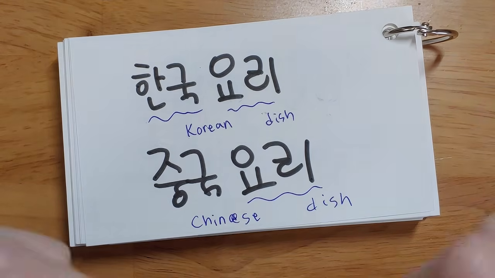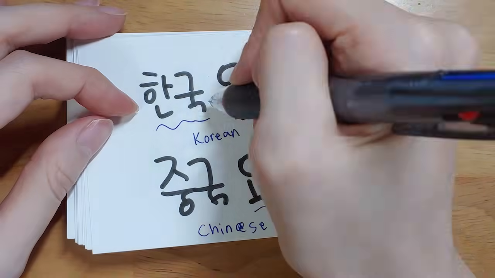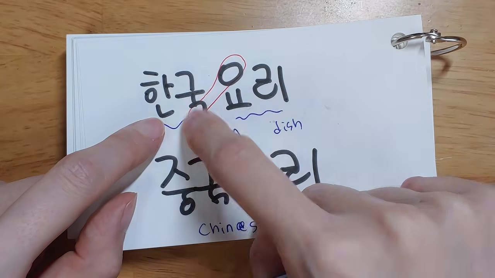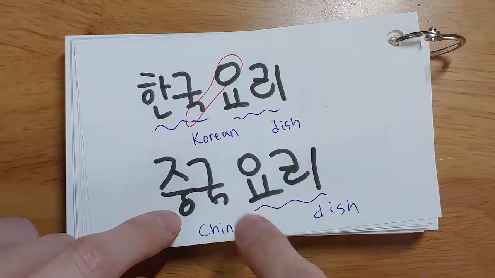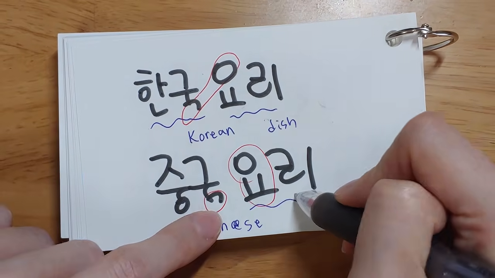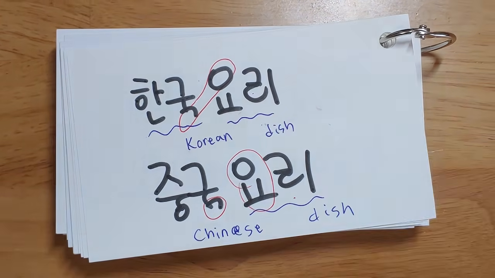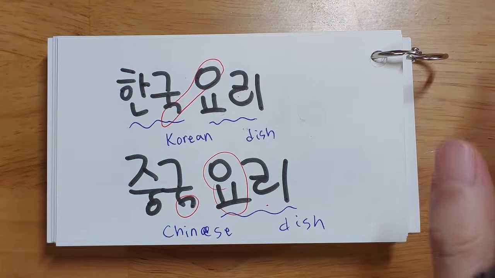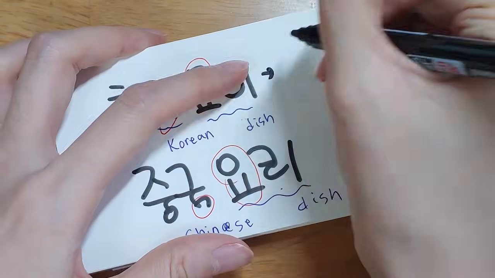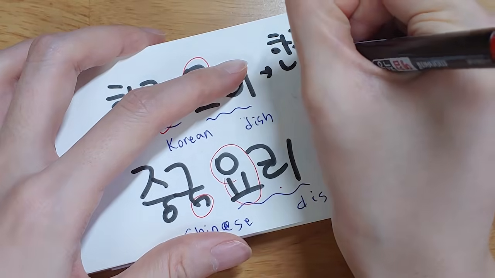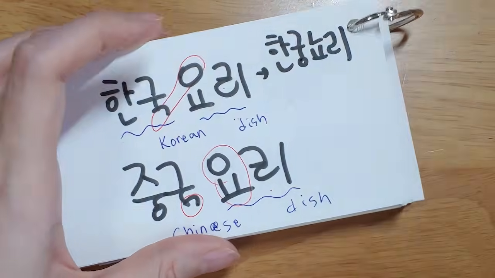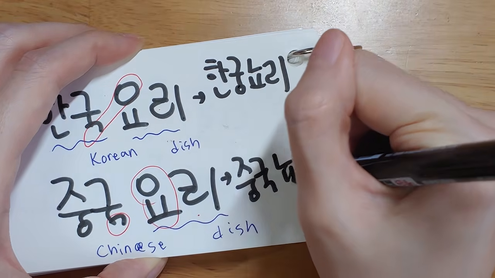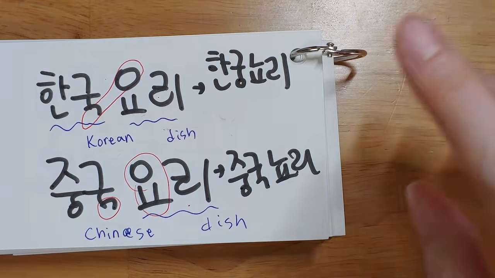And so if we follow the rule that we just learned, it should be 한국 요리, and 중국 요리, right? It should be 교리, because 그 and 요 has to be connected according to the rule that we just learned, right? However, these guys are not pronounced that way. These guys are pronounced 한국 요리, 중국 요리. So this might sound weird, right?